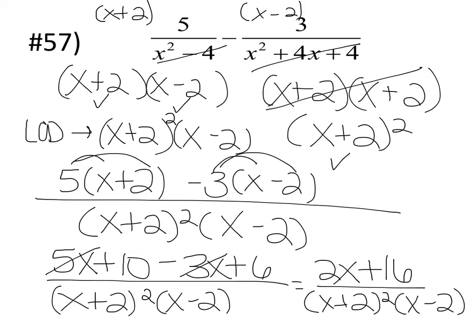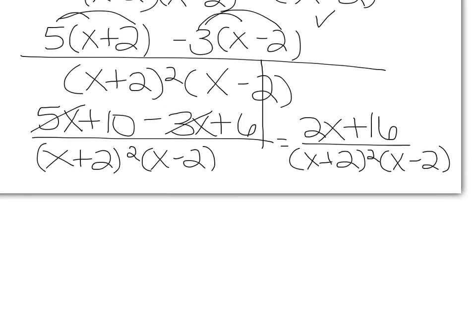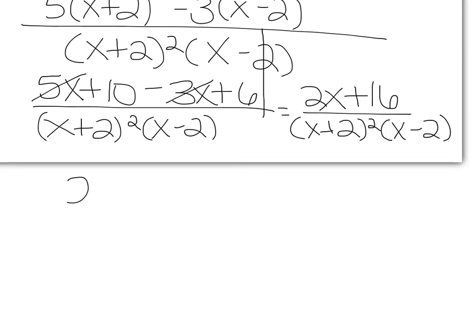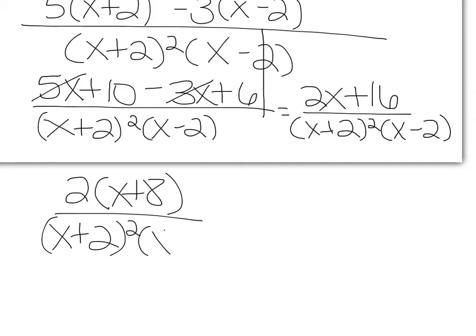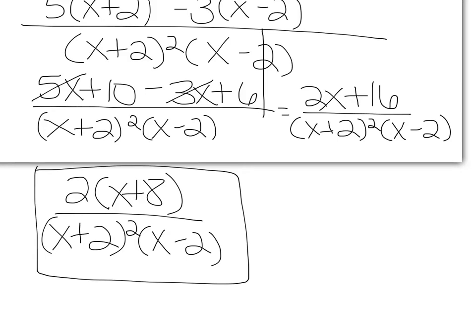And you actually need to go ahead and factor the 2 out of this because it needs to be in its simplest form. So you factor out a 2, leaving x plus 8 over x plus 2 squared times x minus 2. And that's your final answer because that's in its simplest form.